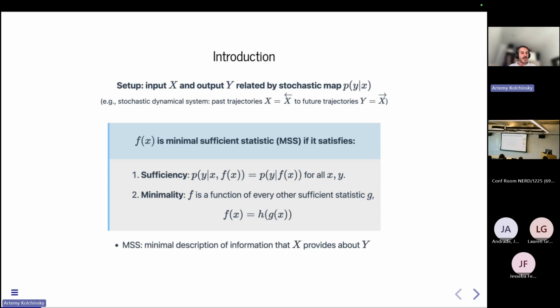So as I mentioned, this is a very fundamental notion of what it means to capture the minimal information in X about Y. And I'll also mention that in dynamical systems, these minimal sufficient statistics are called causal states. There's been a lot of interest recently with the work of the Simplex group of trying to find these causal states in things like transformers, for example.